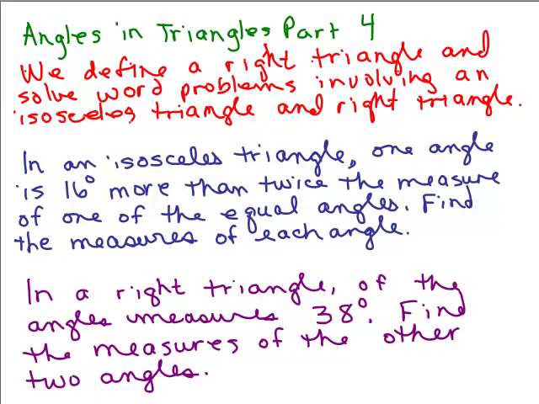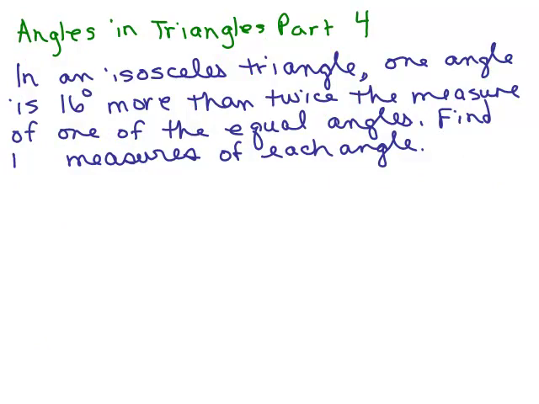In part 4 of Angles and Triangles, we define a right triangle and solve the two word problems below, one involving an isosceles triangle and the other involving a right triangle. This is part 4 in solving word problems dealing with the angles in a triangle. Remember, the sum of the angles in a triangle add up to 180 degrees.